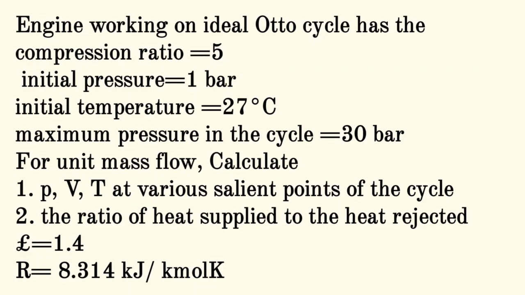Given question: an engine working on an ideal Otto cycle has compression ratio equal to 5. Initial pressure is equal to 1 bar. Initial temperature is equal to 27 degrees Celsius. Maximum pressure in the cycle is equal to 30 bar. For unit mass flow, calculate pressure, volume and temperature at various salient points of the cycle and the ratio of heat supply to the heat rejected. Assume gamma is equal to 1.4 and R is equal to 8.314 kilojoule per kilomole Kelvin.